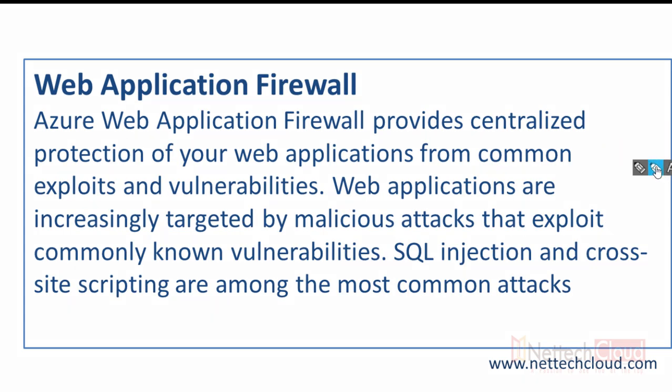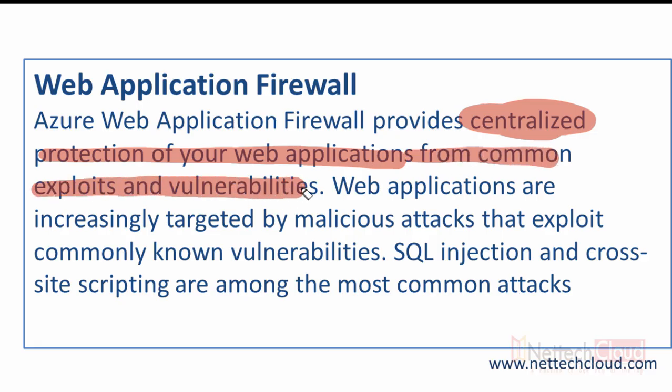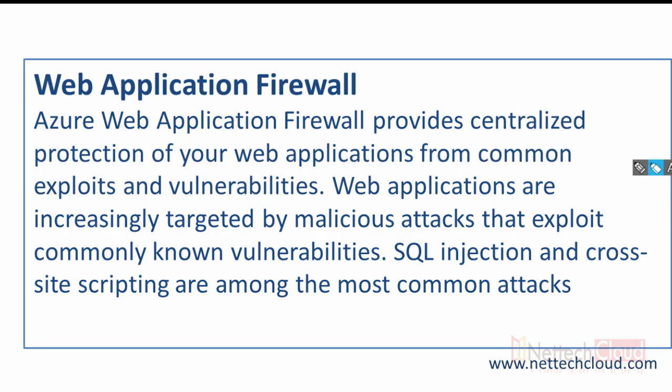So WAF or Web Application Firewall provides centralized protection of your web applications from common exploits and vulnerabilities. WAF is basically an application layer firewall. And in Azure cloud, we cannot use WAF as a stand-alone service or offering. WAF is always used in conjunction with either Application Gateway load balancer or Front Door. Front Door is another load balancer available in Azure.